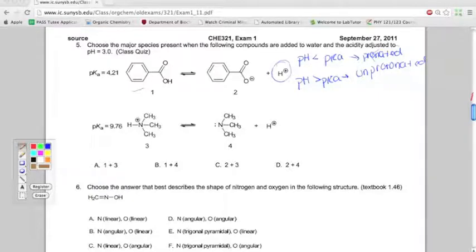So you have a pH of 3 and a pKa of 4.2. And we know pH is less than the pKa. So this is going to be in the protonated species, and the protonated species is the one that it's attached to. Now, let's compare the second one to the pH. So you have a pH of 3.0, which is less than a pKa of 9.76. So again, you're going to be in the protonated species, so your answer is going to be 1 and 3.